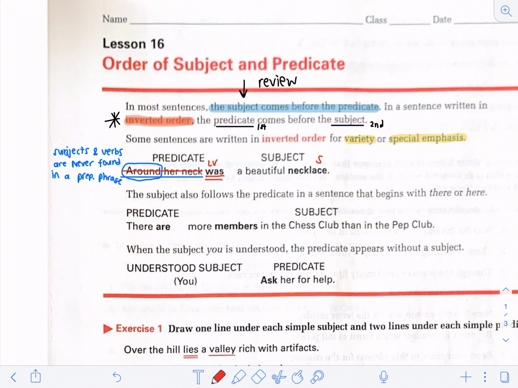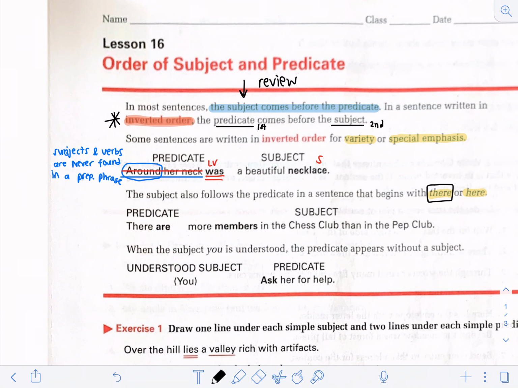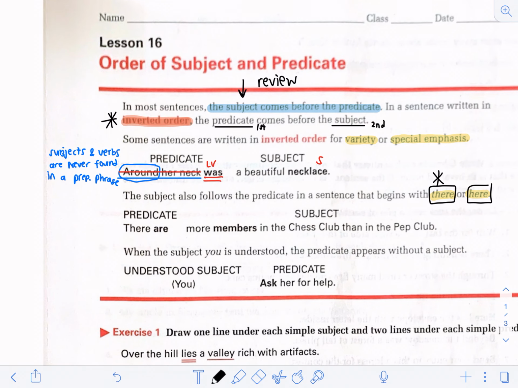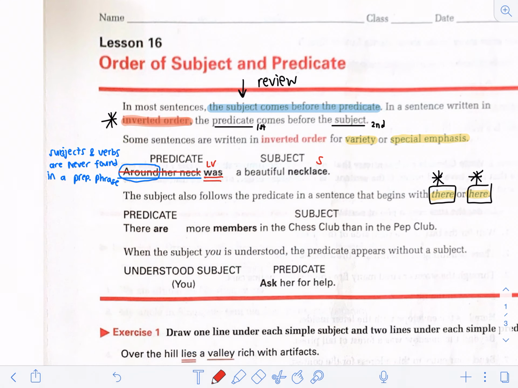The subject also follows the predicate in a sentence that begins with there or here. These are two words that are a trigger word for you to realize that the sentence structure might be inverted. So I would just draw a little star whenever you see a sentence start with there or here, it potentially is an inverted sentence. So there are more members in the chess club than in the pep club.